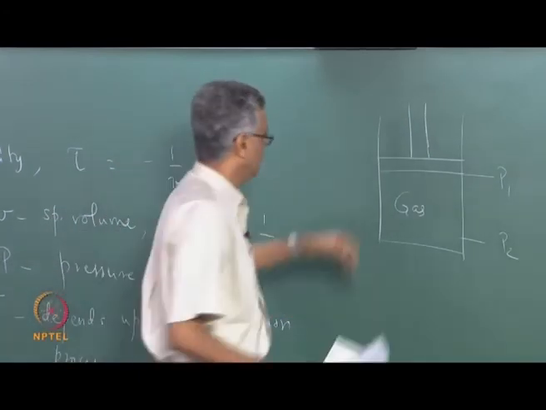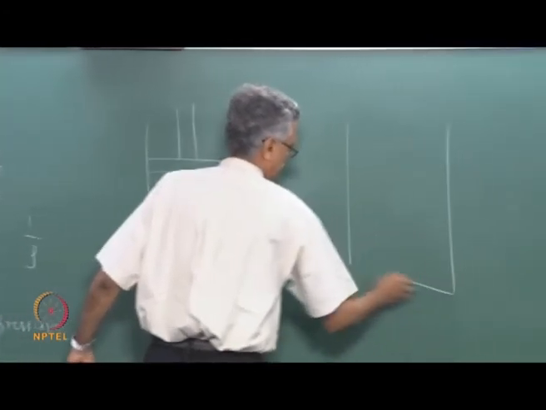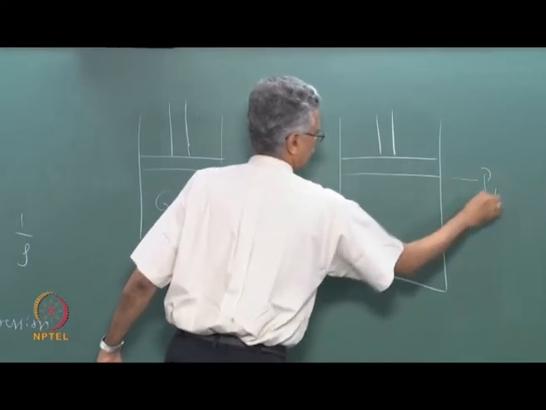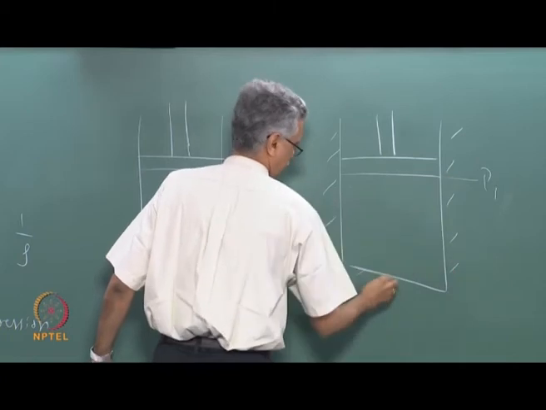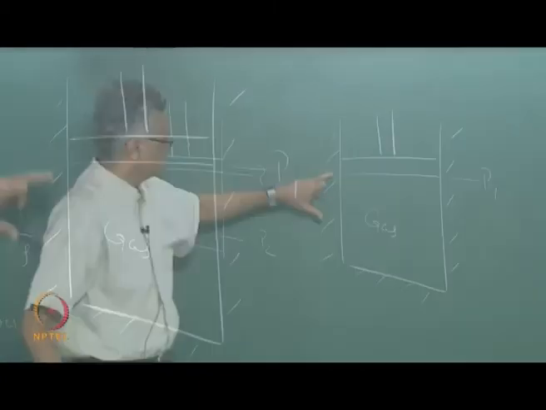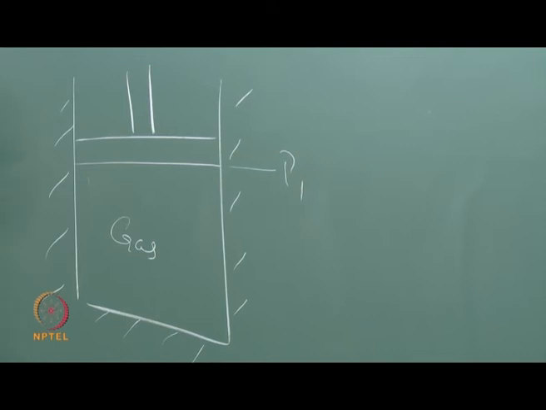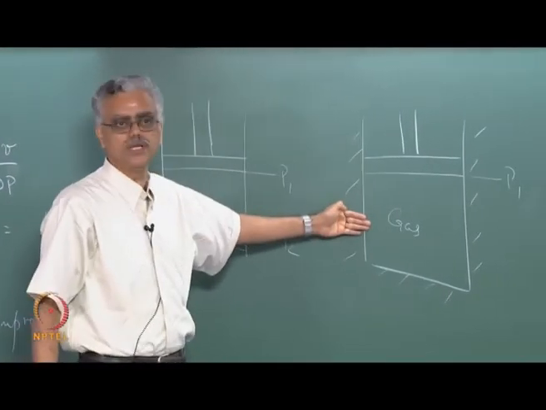If I insulate the cylinder, so this is isothermal, starting from a certain P1, then when I compress it from P1 to P2, I can achieve that with a slightly different change in specific volume. I will not be able to compress it all the way down here, I will probably be able to compress it only up to there.